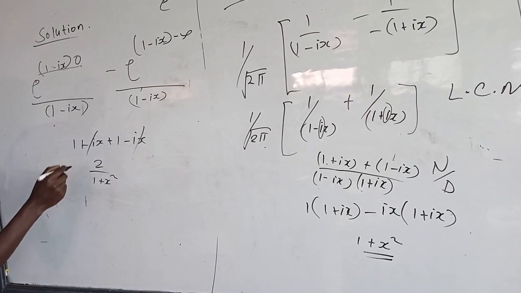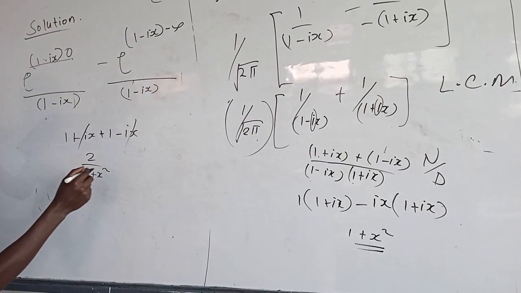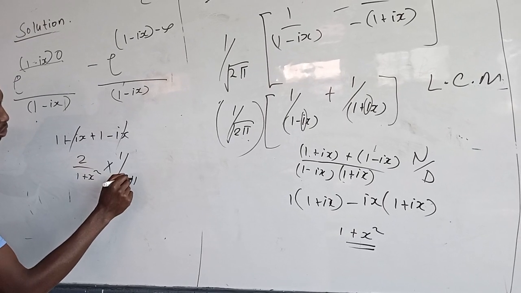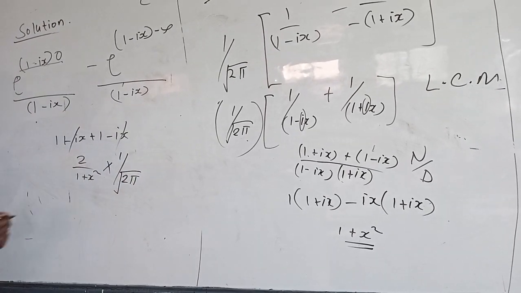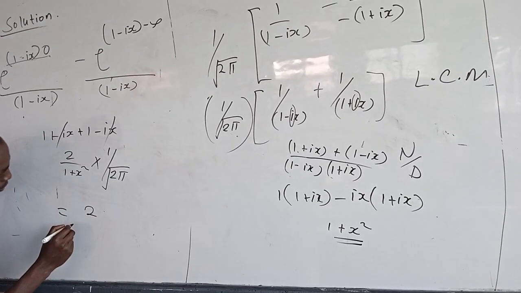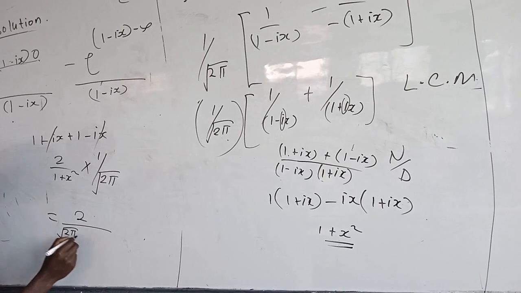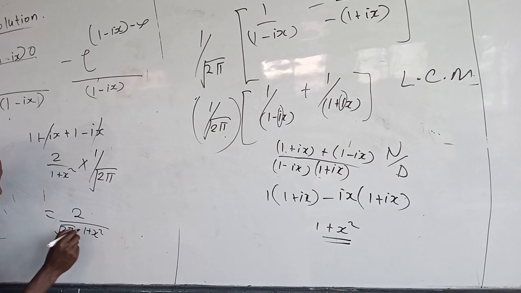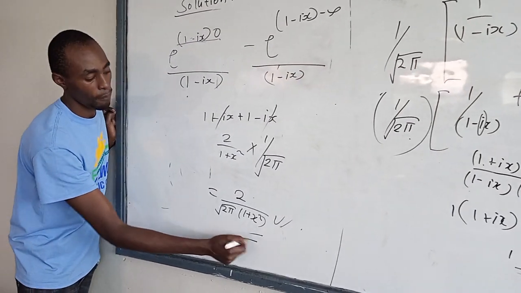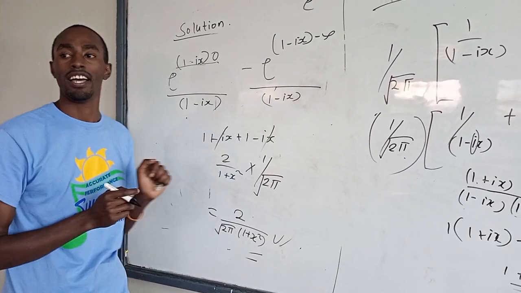Are you together? Remember, I told you not to forget this value, so you are going to multiply it by 1 all over root 2 pi. In your final answer, you should have 2 all over root 2 pi times 1 plus x squared. And that is the final answer. Make sure you go through the same and get that answer. Have a nice day.